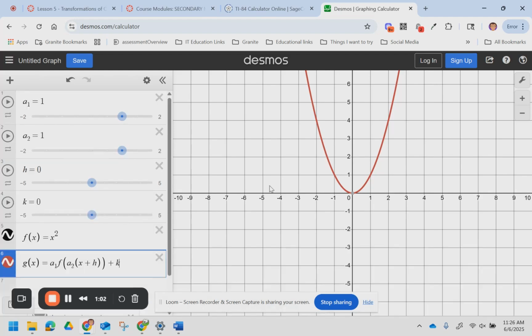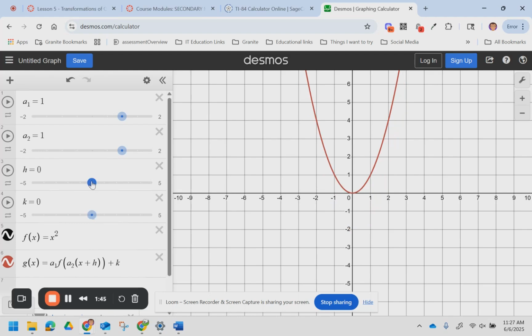Okay, so let's start with k. So as I move k, we can see where the parent function used to be. Notice, or sorry, this is k, we're adding it outside. We are adding this to the output. So this is moving everything up and down. If I add a 5, it goes up 5. If I subtract a 2, you'll notice it goes down 2. So fairly straightforward thing that does.